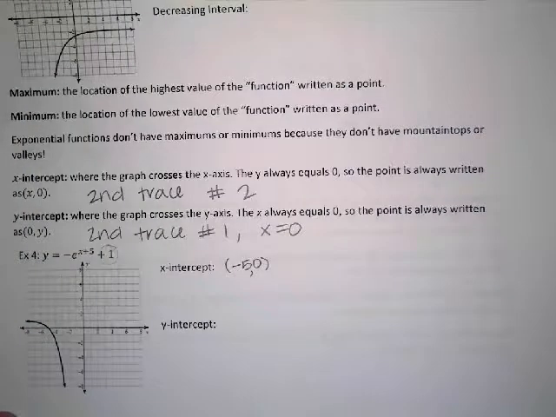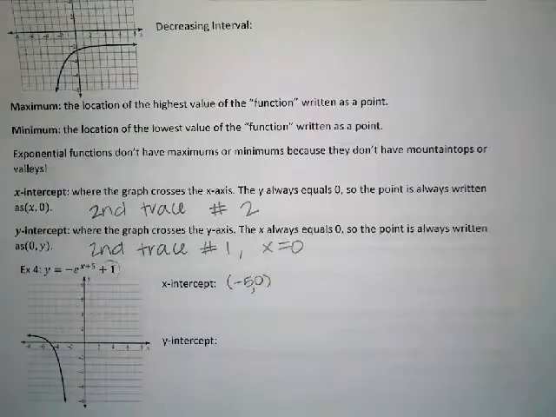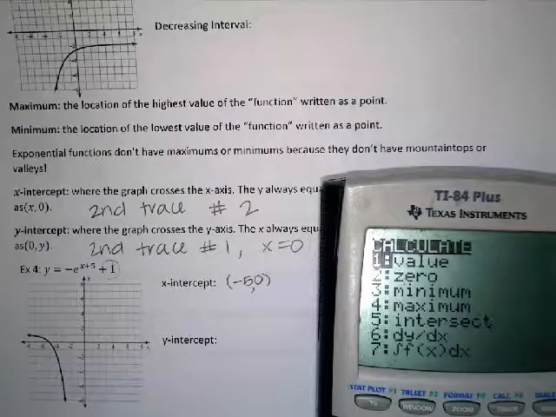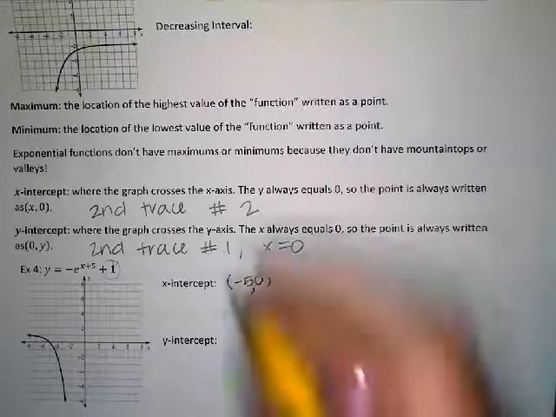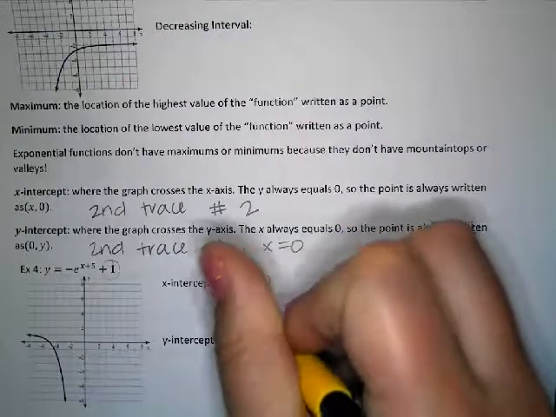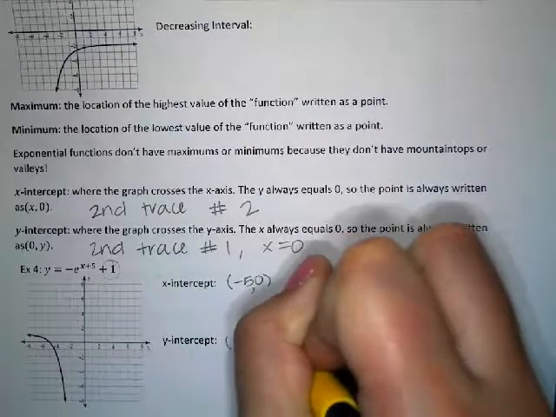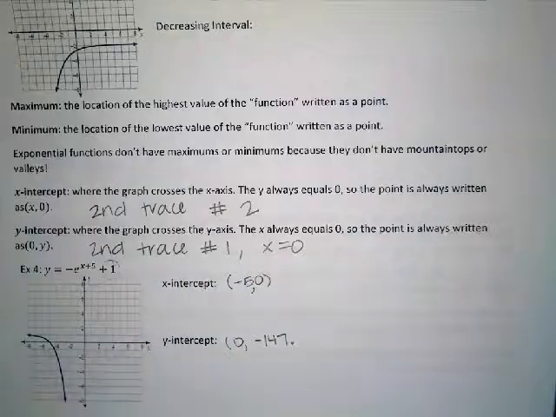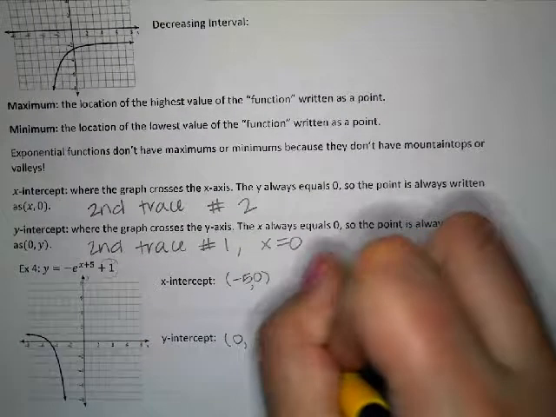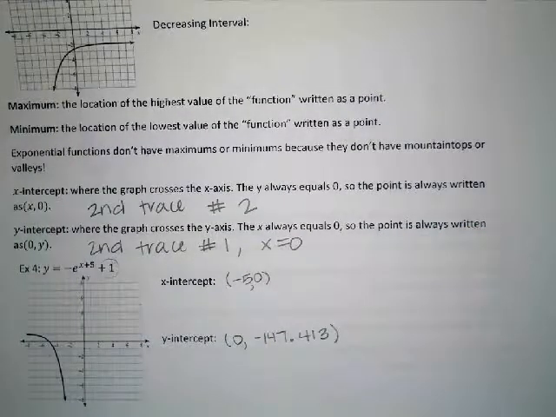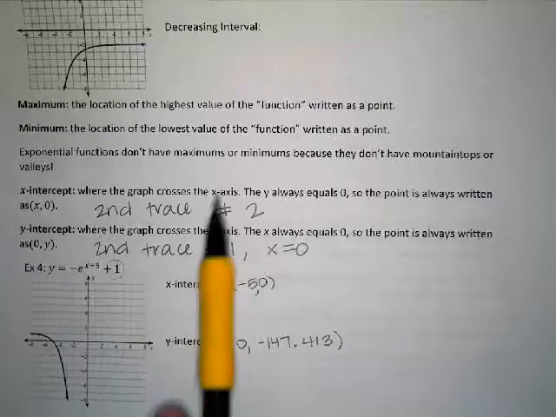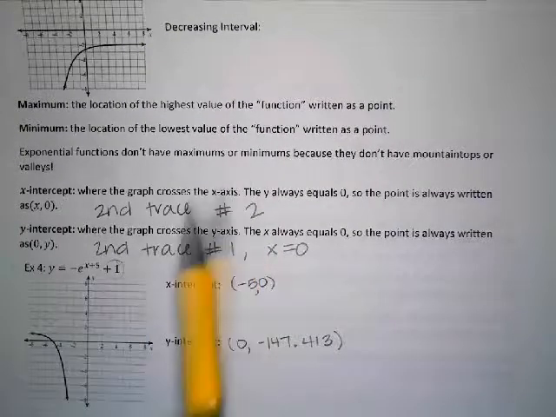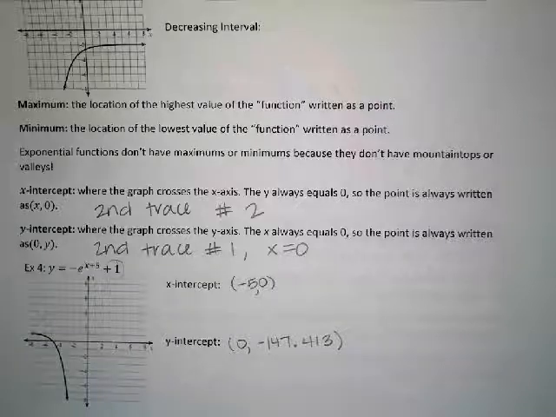Sorry. Okay, so we want to do second trace, number 1, plug in 0. So we got 0, negative 147.413. And then this is our second unit in a row where we don't have maxes or mins because we don't have mountains or valleys again. So no maxes, no mins.